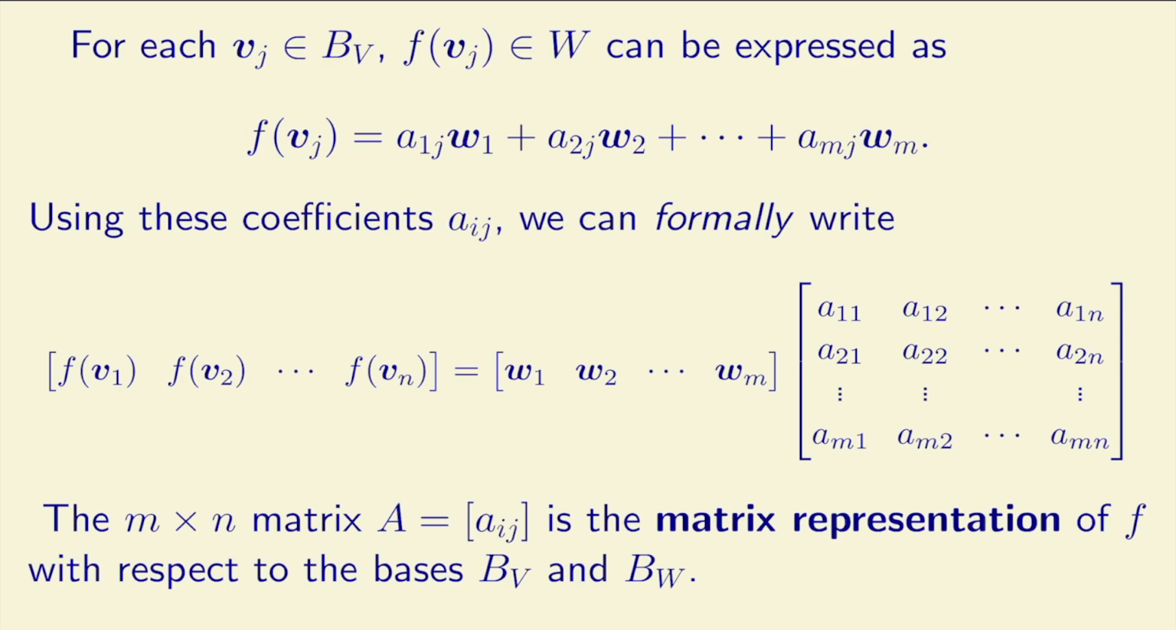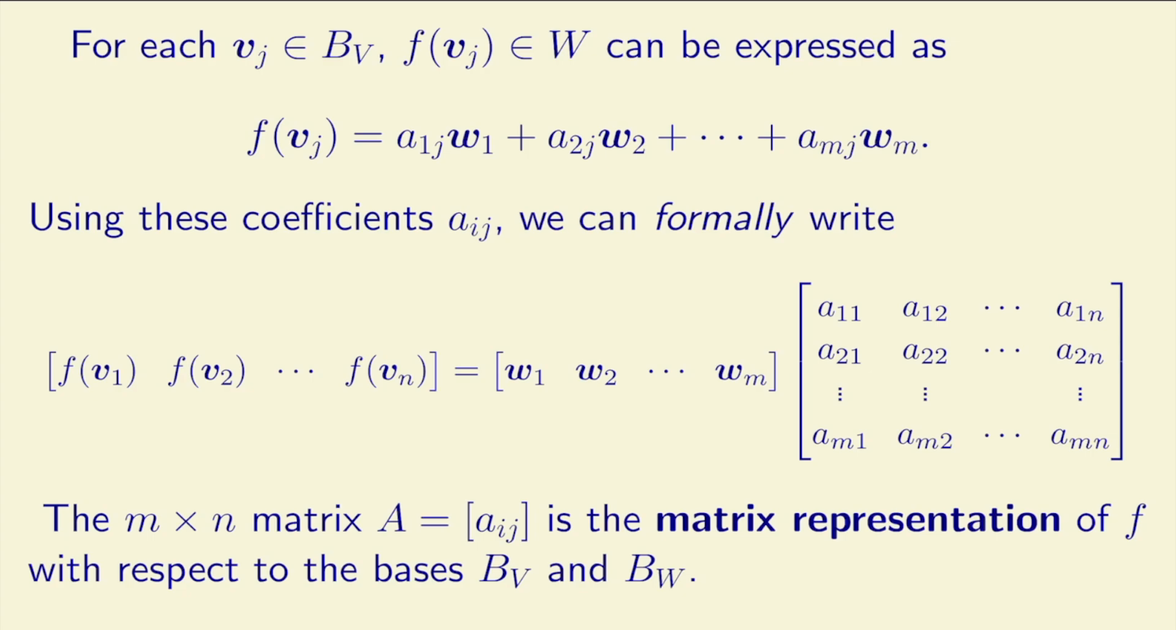And because the result, f(vj), is a vector in W, we can write it as a combination of the basis vectors of W. These coefficients, the aij's, are the key. I see. So the aij's are like the numbers that tell us how the basis vector vj gets transformed and expressed in the new space's basis. Exactly. And that's what makes the matrix.